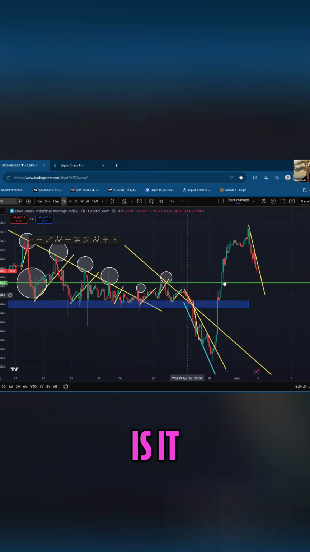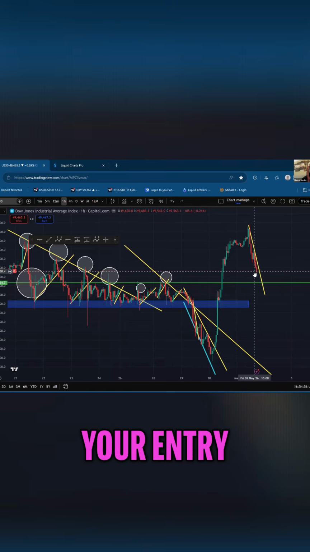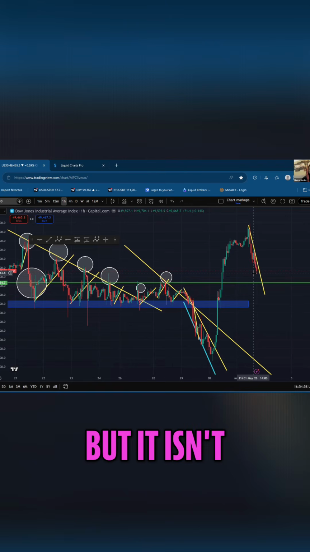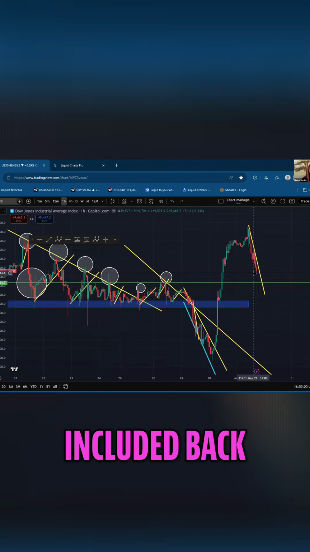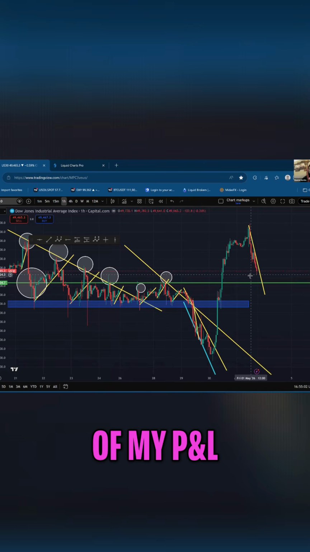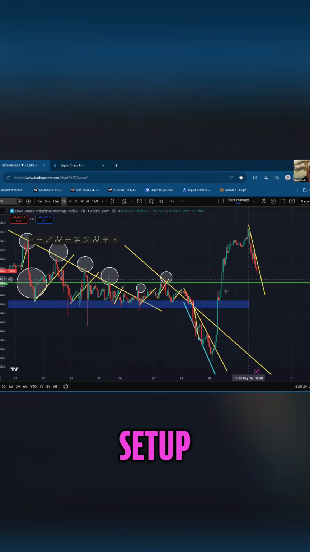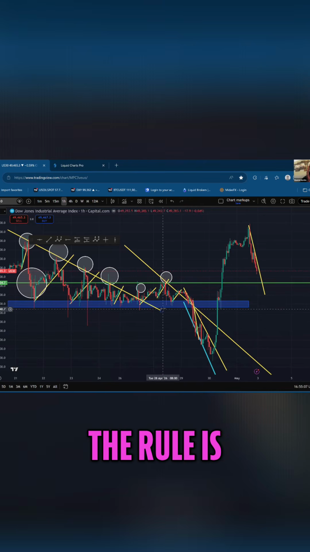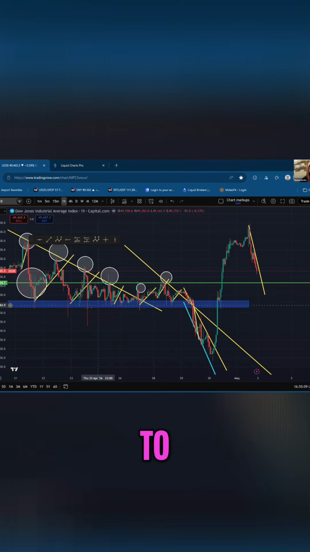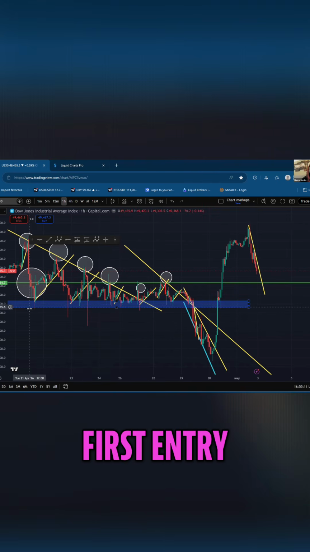So stop losses, it's not based on your entry. It is, but it isn't. The new traders, and me included back then, I would trade more of my P&L rather than the setup. And with stop loss, the rule is your stop loss has to be correct from the first entry.